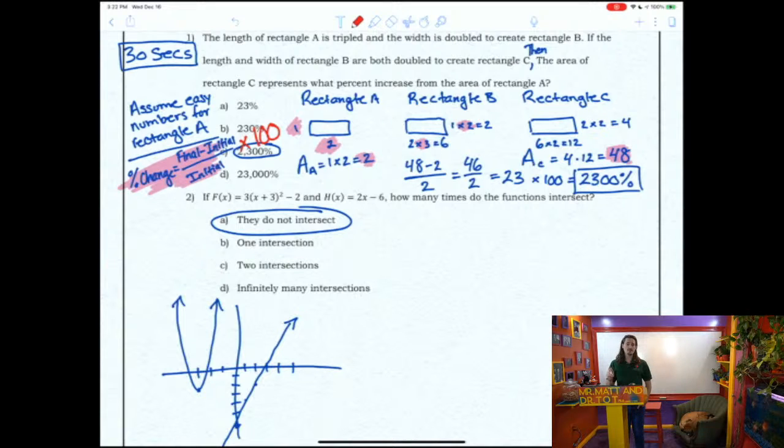In order to write the percentage sign, you have to move the decimal place 2 places to the right, or in other words, multiply by 100. So if we multiply 23 times 100, we get 2300, which is answer selection C.